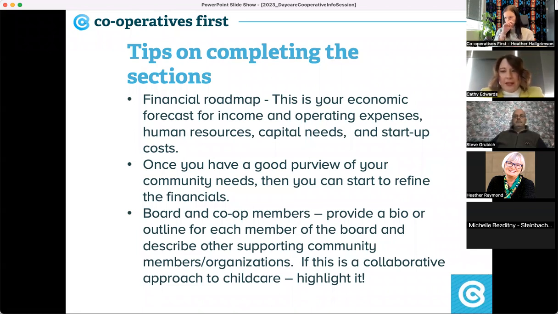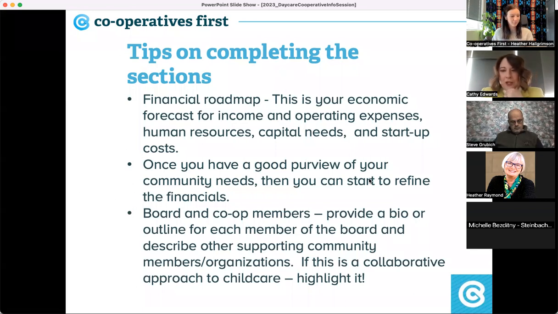So once you have a good purview of your community needs, again, it's the number of kids that require care that is going to impact your whole financial workbook. So really getting those surveys circulated and back to tabulate that information and feed into your financial picture is going to be very important.